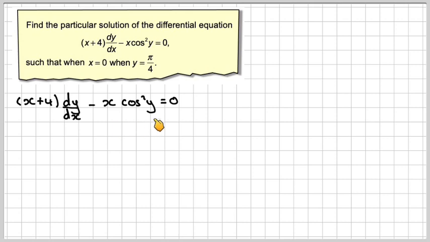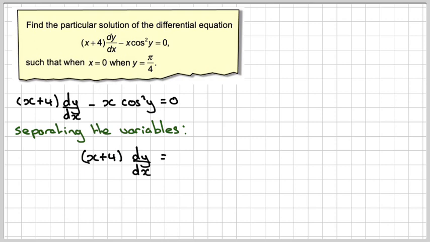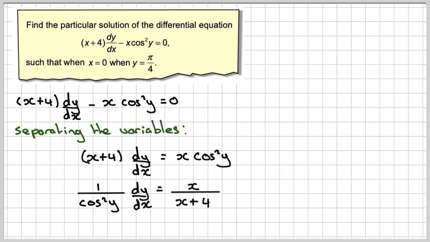Okay, so what we're going to do to begin with is take this to the right hand side. So we end up with (x + 4) dy/dx is equal to x cos squared y. Then we're going to take this over here and this over here. So we're going to have 1 over cos squared y dy/dx is equal to x over x + 4. We've now separated the variables, so we will now integrate on both sides.